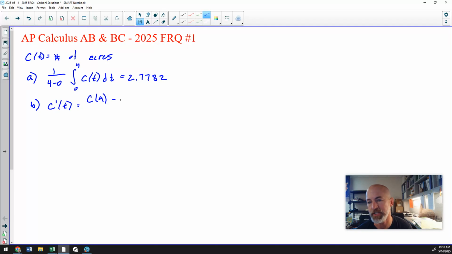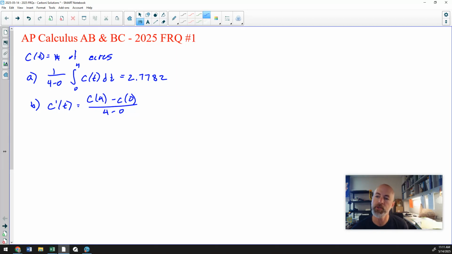The average rate of change of C is C of 4 minus C of 0 over 4 minus 0. Is that right? So the instantaneous, where am I? I'm really close to the camera. The instantaneous rate of change of C equals the average rate of change of C, not C prime. Show the calculations. Okay, so there's our setup.